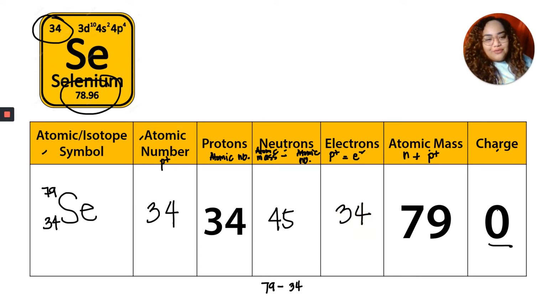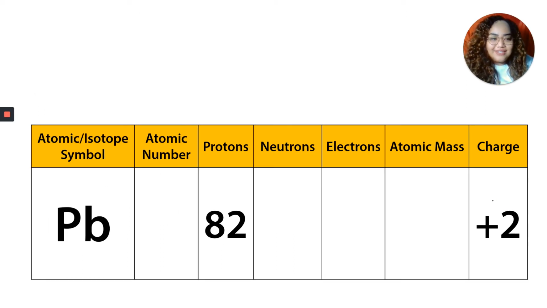So what are we going to write for the charge? We're actually going to write the charge here on the upper right corner of this symbol. However, if we look at the charge given here, it's 0. So that's negligible. It doesn't have a charge. Therefore, you're not gonna write anything there. Okay? So let's go to the next item.